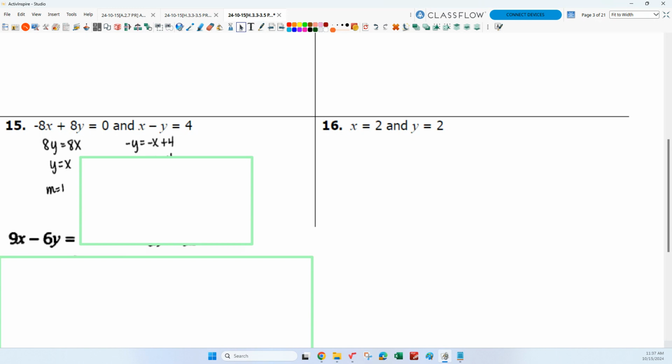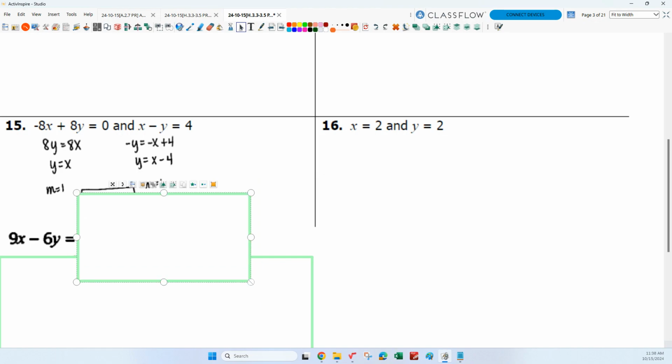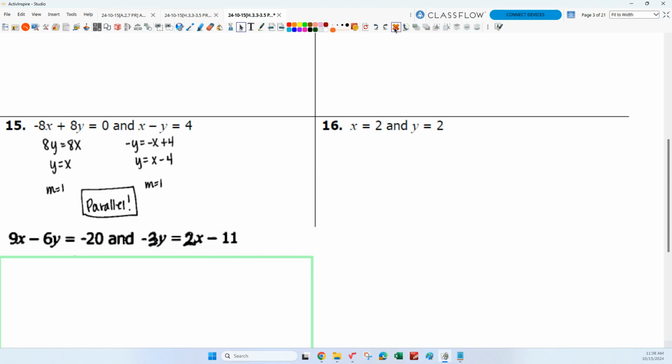Subtract x, then what? Divide or multiply by negative 1 to change all the signs. And so I'd get positive y equals x minus 4. So what's my slope there? Yeah, my slope is 1, so they are parallel. Because the slopes are equal, we know they're parallel.